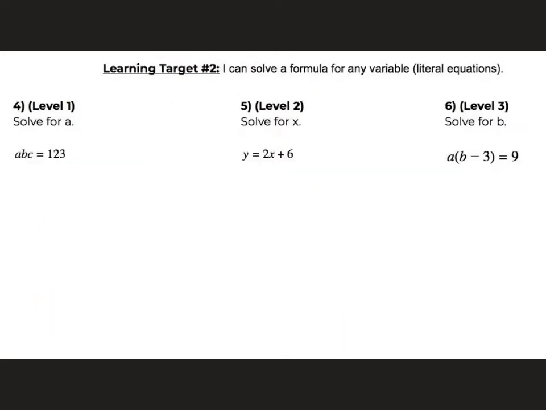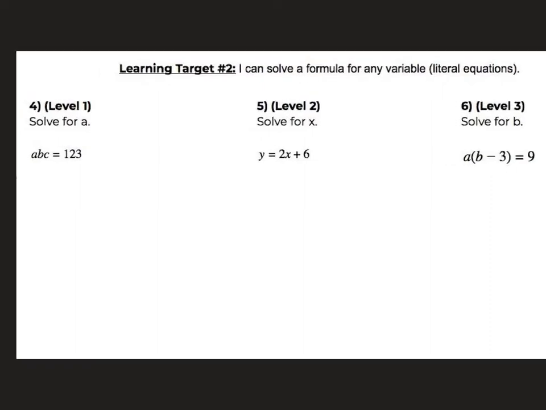All right, target number 2 is our literal equations. So we're trying to rearrange for a certain variable. So for this first problem here, we're solving for a. So I'm going to circle a, and we'll see here we have a times b times c in the way of a being by itself. So to get rid of times bc, we need to divide by bc, leaving us with a equals 123 divided by bc. And a is by itself, so we know we're done.